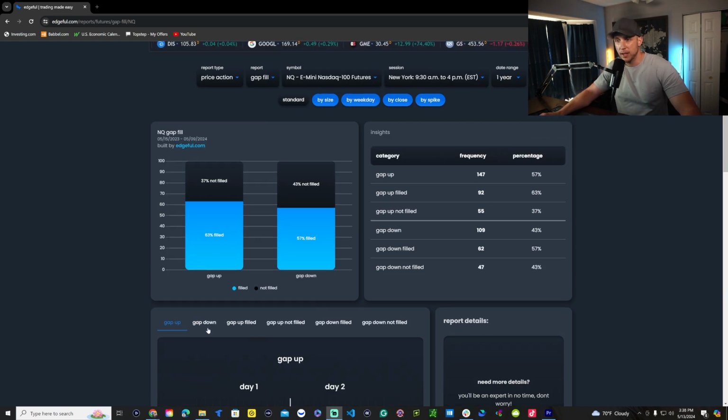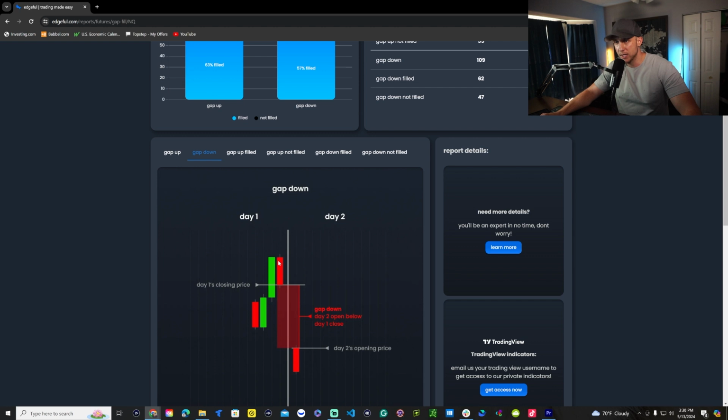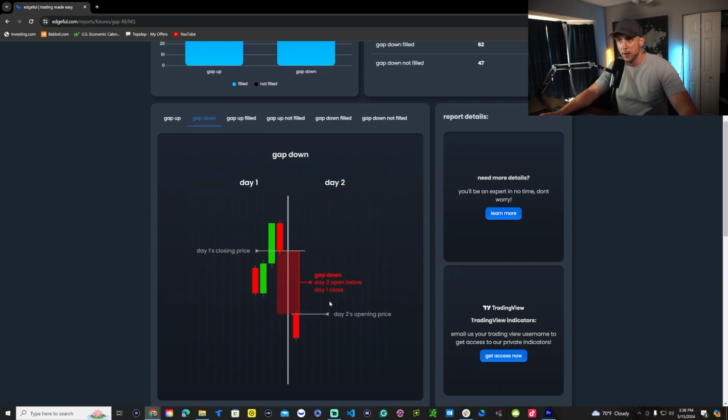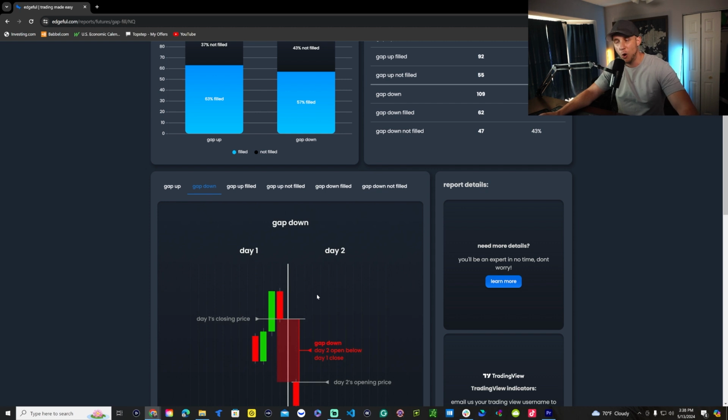And then same thing on gap downs, right? We can see that the previous day's close and the next day's open has a gap. And so 57% of the time, this will get filled. Now, gaps do not always have to get filled. I know a lot of people on the internet, they'll say, oh, gaps always get filled. Well, while a majority of the time they might get filled, yes, they do not have to get filled. All right, they don't have to.